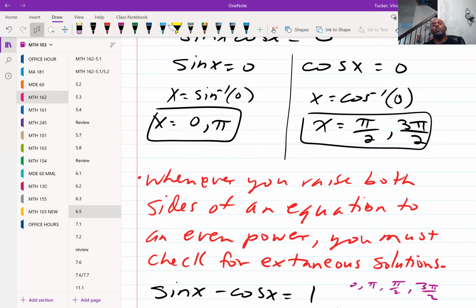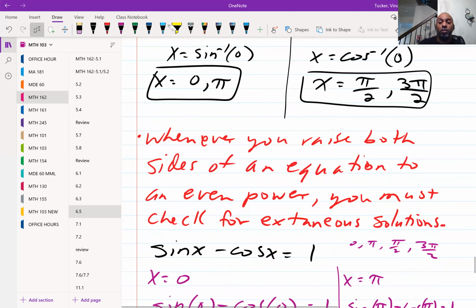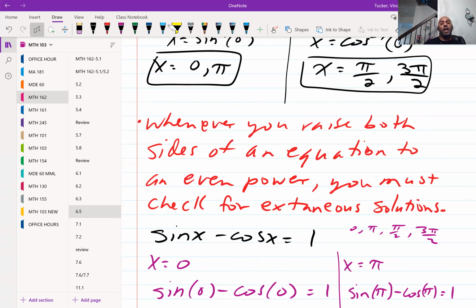All right, so here's a note. Whenever you raise both sides of an equation to an even power, you must check for extraneous solutions. So in other words, these are solutions that will not work. But that's what happens whenever you're raising any equation to the power of an even number. So whether this is trig or just regular algebra, that's something that you always have to check for. You could have done everything correct mathematically, and you still come out with these extraneous values. These are solutions that will not work.